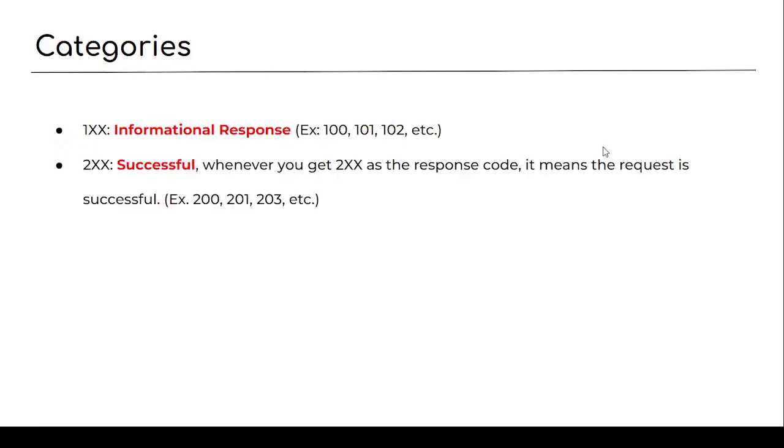These status codes are divided into the following categories. The first one is 1XX, which means informational response. For example, 100, 101, 102. And the second one is 2XX, which means successful. Whenever we get 2XX as the response code, it means the request is successful. It can be 200, 201, 203.